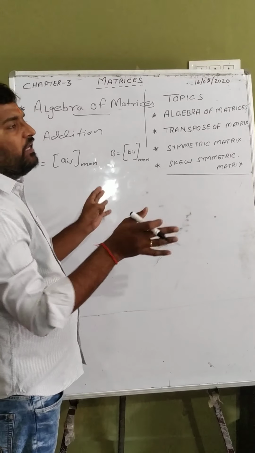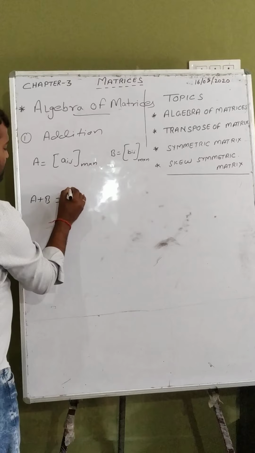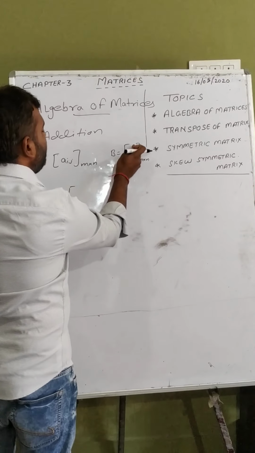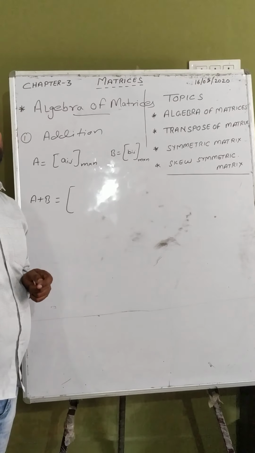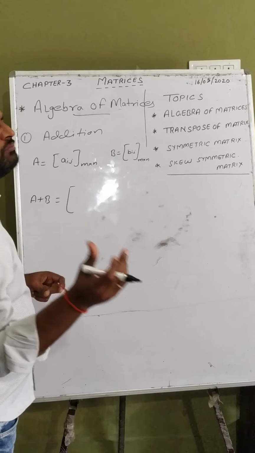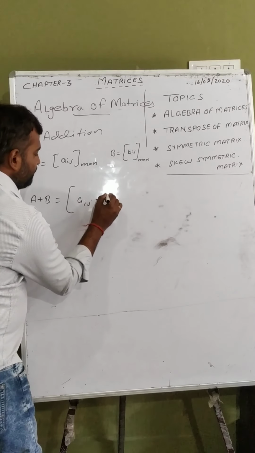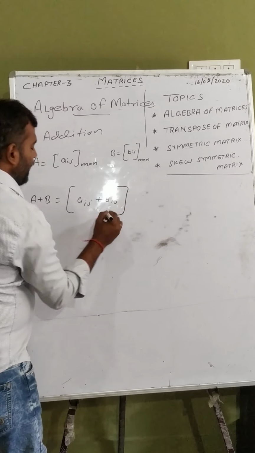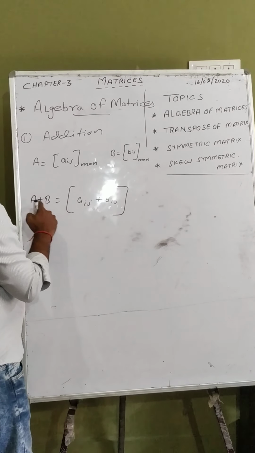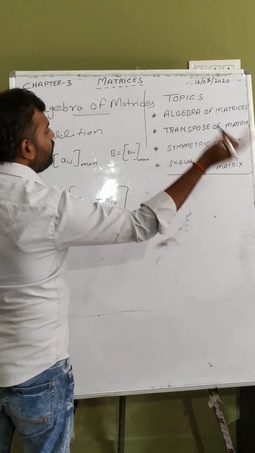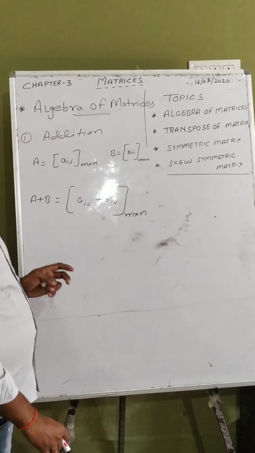And what is the addition of these two matrices? Then A plus B is given by adding their corresponding elements. What is the meaning of this point? The meaning is that Aij plus Bij, and the resultant matrix A plus B has the same order m by n.